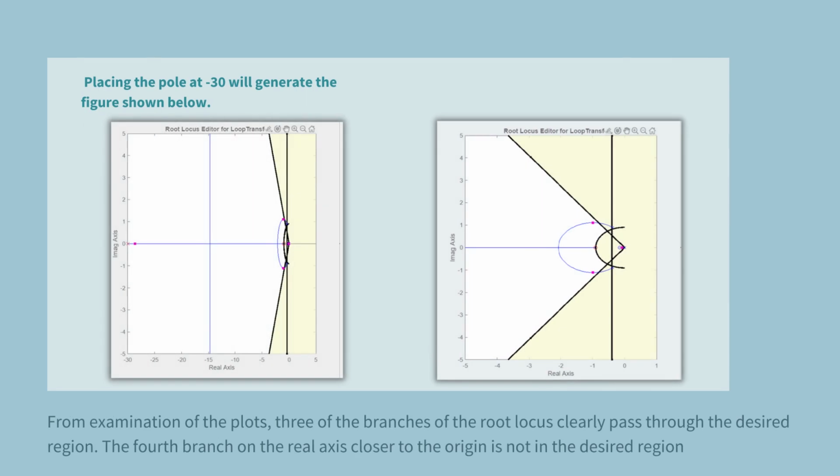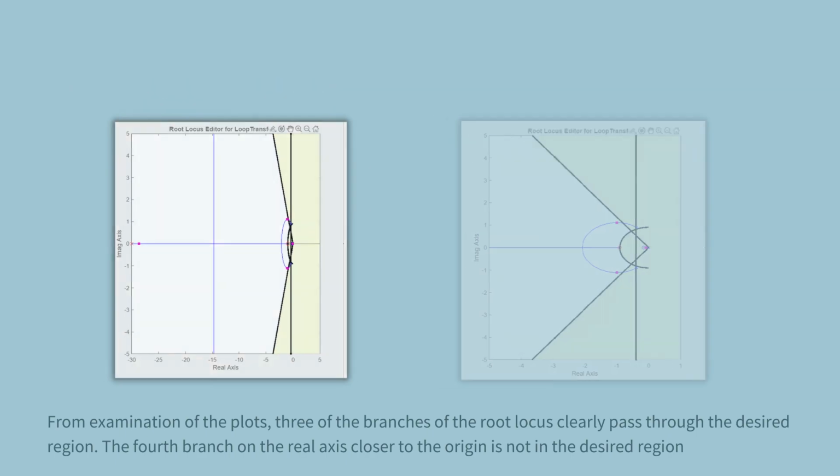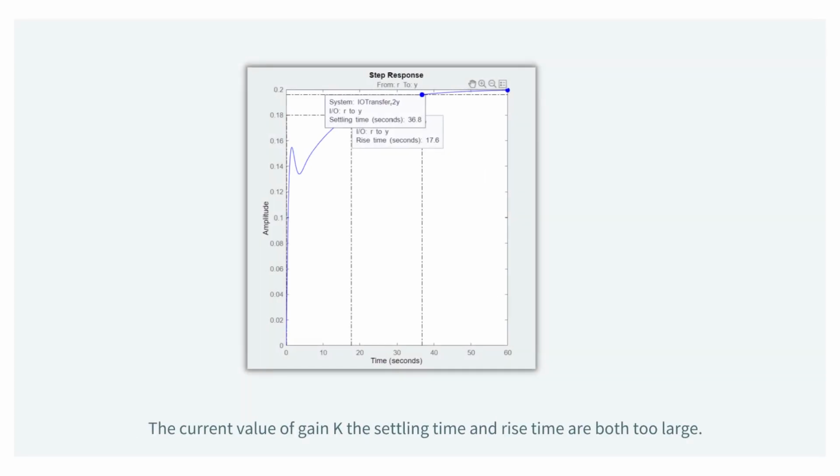Placing the pole at -3 will generate the figure shown below. If we examine the plot, it is clear that three of the branches of the root locus clearly pass through the desired region, but there is this fourth branch which is on the real axis closer to the origin, but it's not in the desired region. When we observe it further, it's clear that at the current value of gain, the settling time and the rise time are all too large.